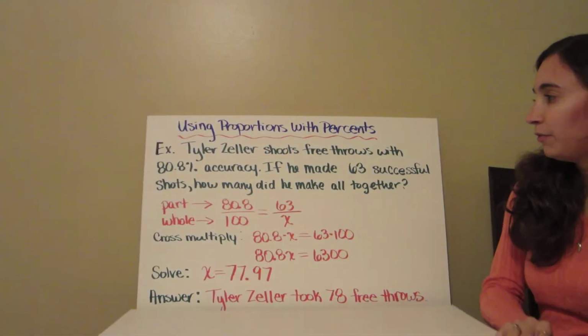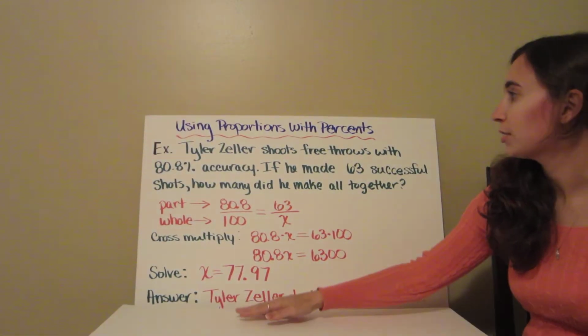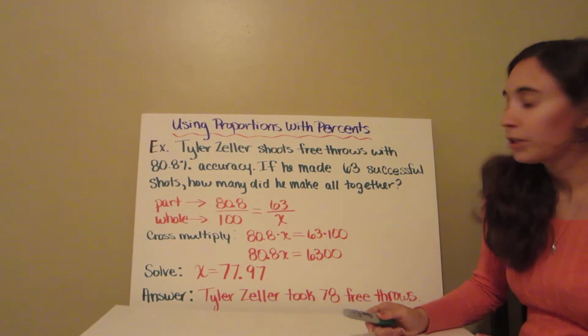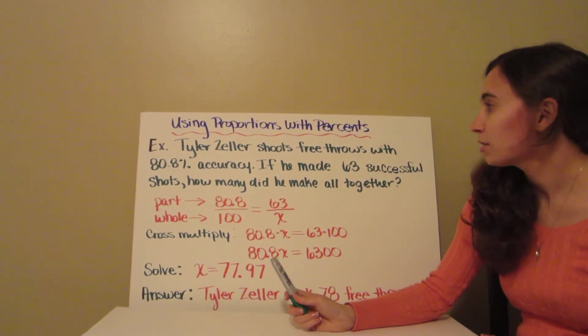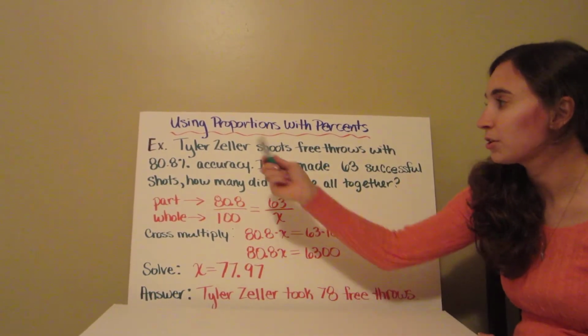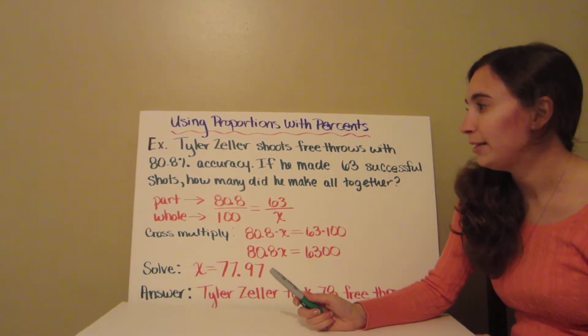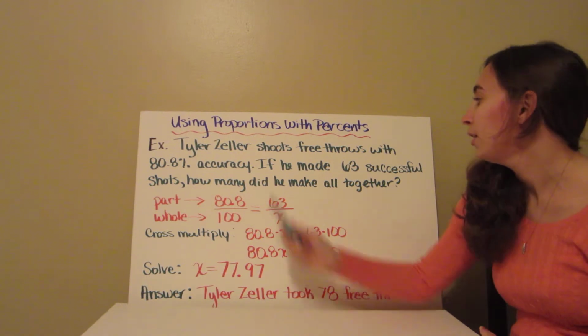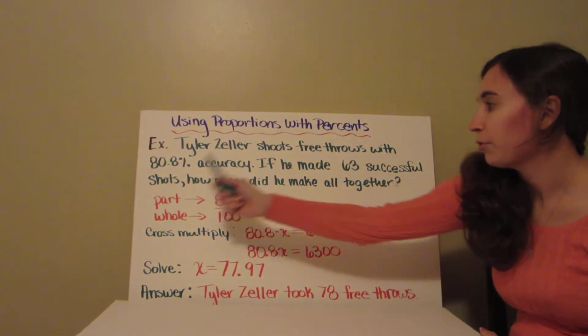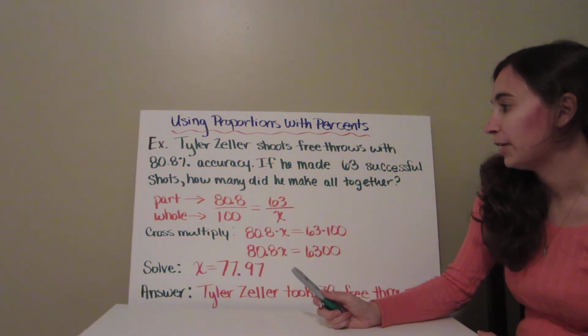So let's look at a couple of examples on some applications. Earlier I told you we can use proportions to solve percentage problems. So let's talk about basketball. Tyler Zeller shoots free throws with 80.8% accuracy. If he made 63 successful shots, how many did he make altogether?